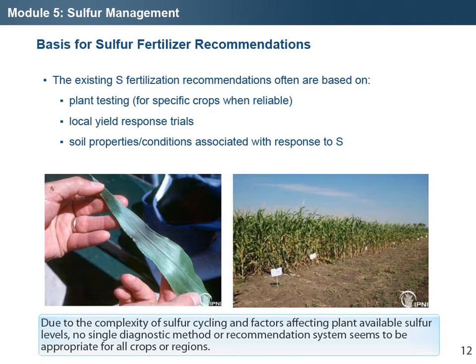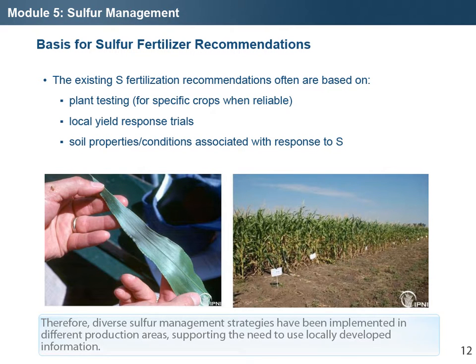Due to the complexity of sulfur cycling and factors affecting plant-available sulfur levels, no single diagnostic method or recommendation system seems to be appropriate for all crops or regions. Therefore, diverse sulfur management strategies have been implemented in different production areas, supporting the need to use locally developed information.